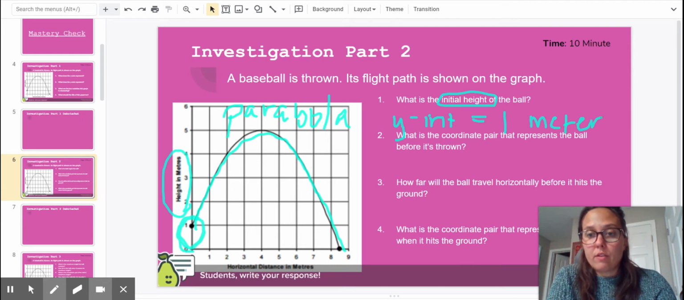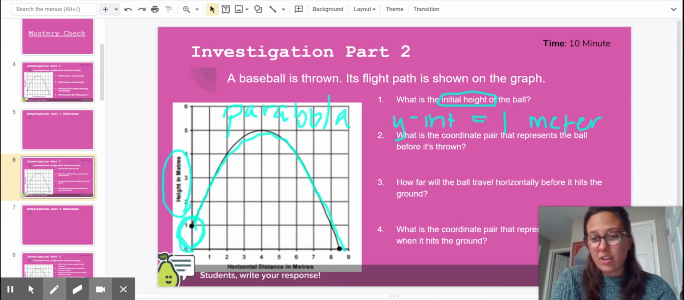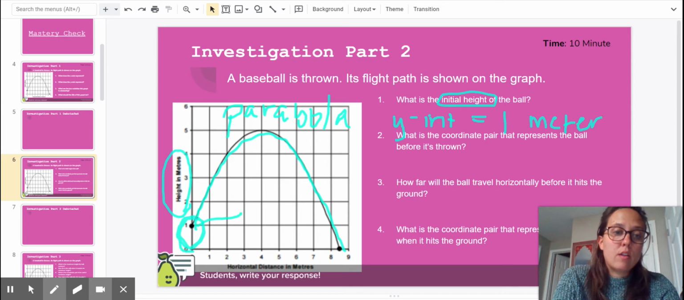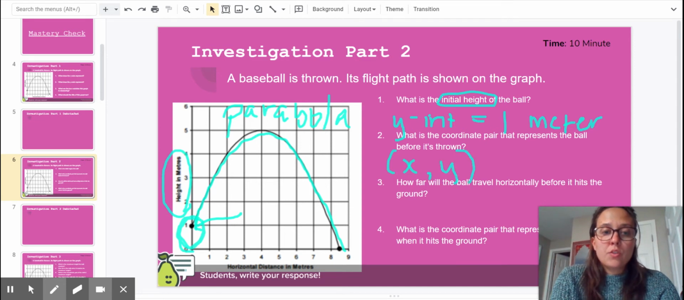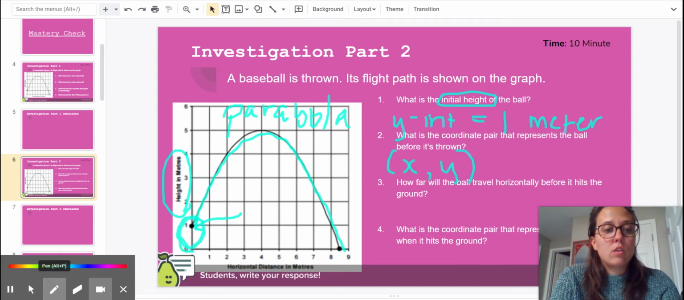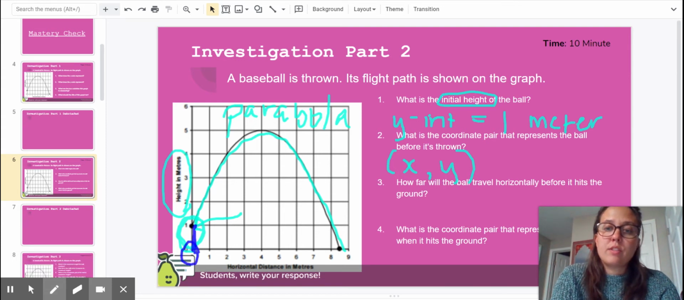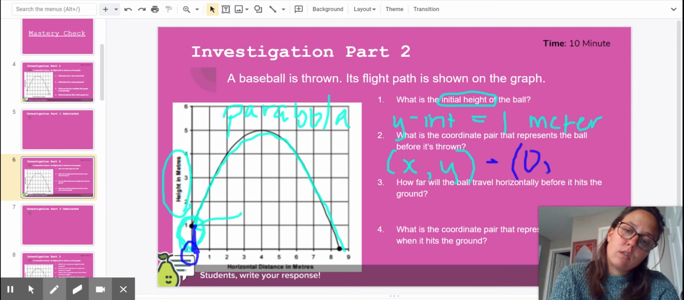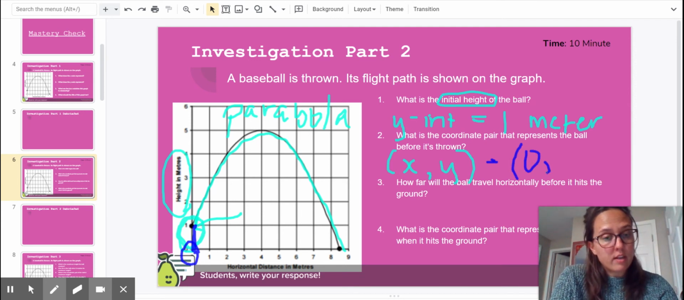What is the coordinate pair that represents the ball before it's thrown? So again, that's another fancy way of saying what's the height of the ball before it's thrown, but write it as a coordinate pair. So how can you write that point as a coordinate pair? Well, we know that a coordinate pair puts x first and then y. So when we look at this point, we have to ask ourselves, what is the x value? Well, x lines up with 0, which makes sense because it hasn't been thrown yet, and y is at 1.